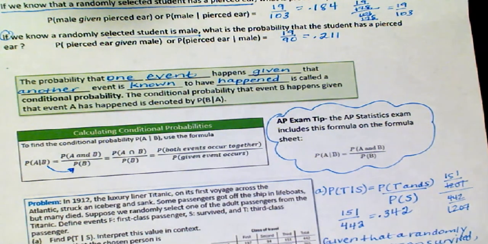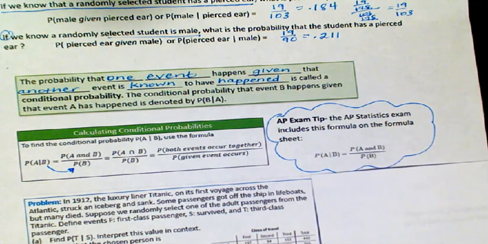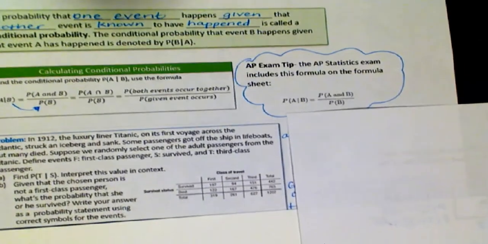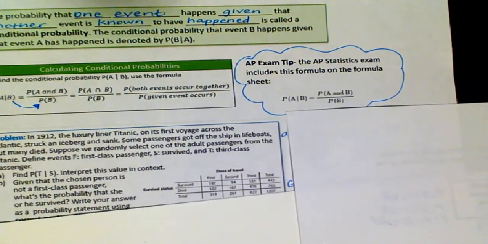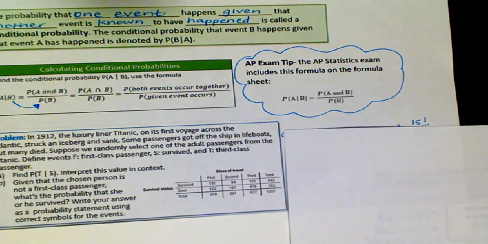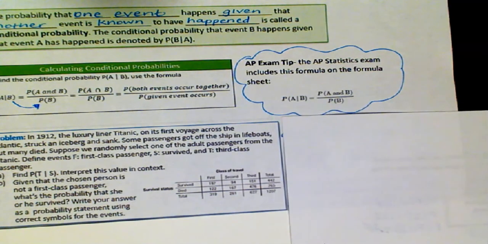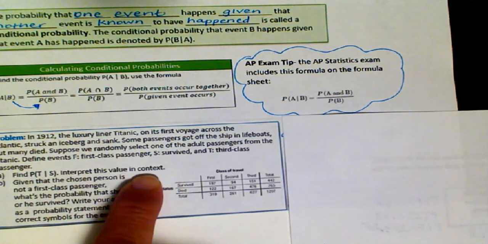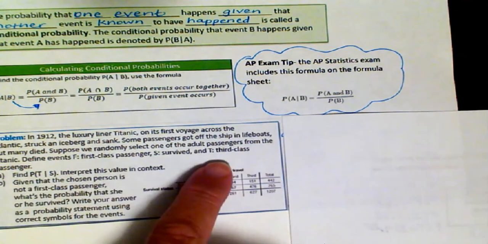All right, so here is the next example that we're going to go through. It says, in 1912, the luxury liner, the Titanic, on its first voyage across the Atlantic, struck an iceberg and sank. Some passengers got off the ship in lifeboats, but many died. Suppose we randomly select one of the adult passengers from the Titanic. F is that you were a first-class passenger, S is you survived, and T, you were a third-class passenger. It says, find the probability of T given S and interpret this value. So T was third-class passenger.